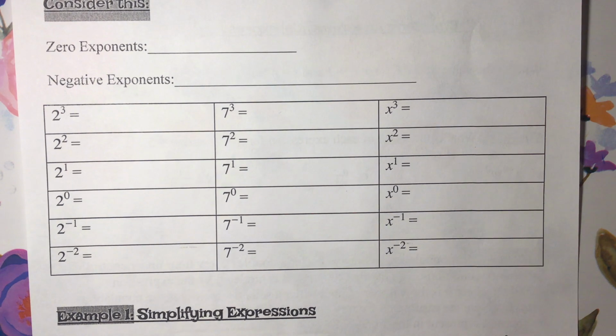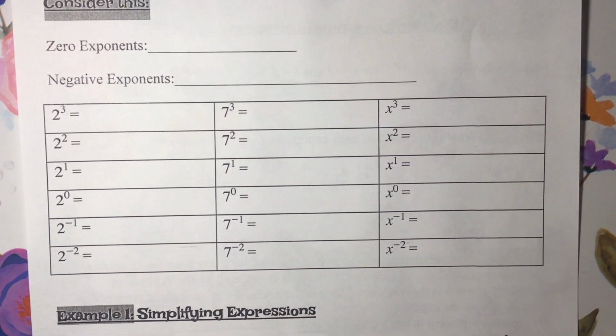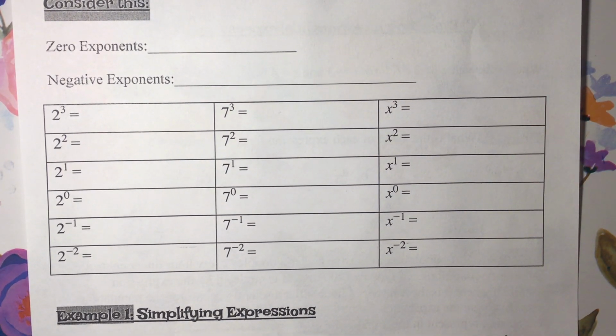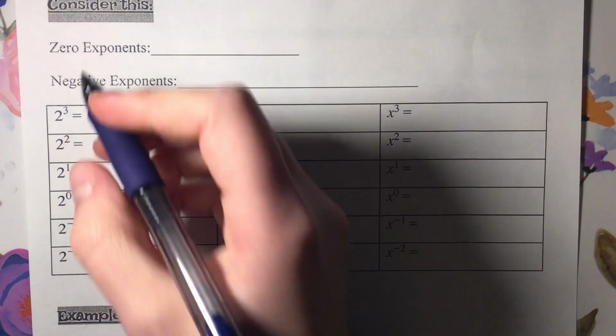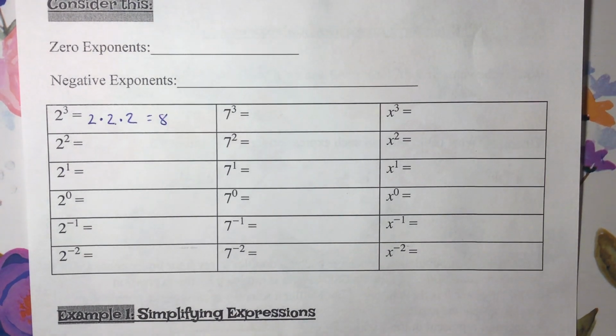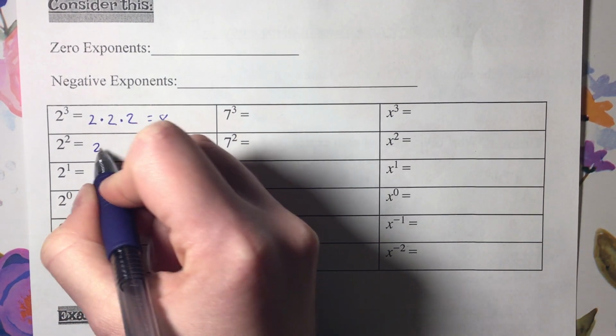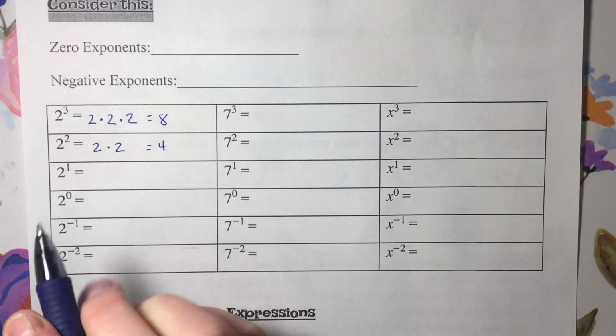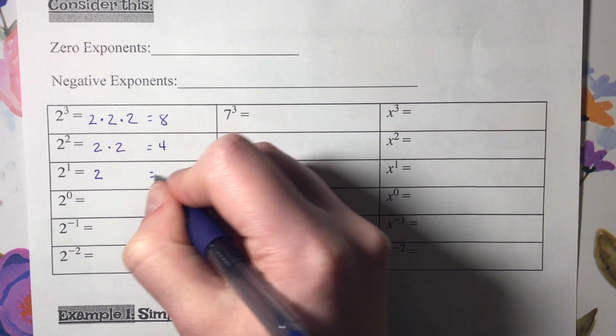So let's write that out as kind of a pattern. Okay, so we have these tables that we want to fill in, and let's write this out in expanded form and what the number will equal. So we have 2 cubed, or 2 to the 3rd, which is 2 times 2 times 2, or 8. 2 times 2 is 4. 2 to the 1st is just 2.